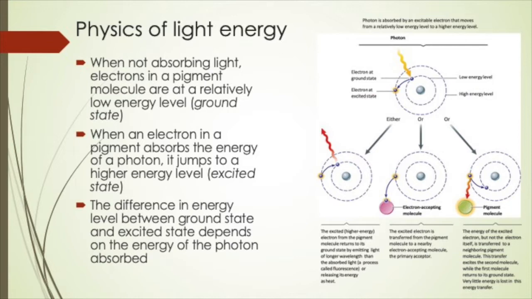So when not absorbing light, electrons in a pigment molecule are at relatively low energy state. So when you have an atom, the center is your core, right? You have the protons and neutrons in the center, right? But on the outside, you have that electron cloud. So a photon will hit the electron at its ground state and excite that electron.